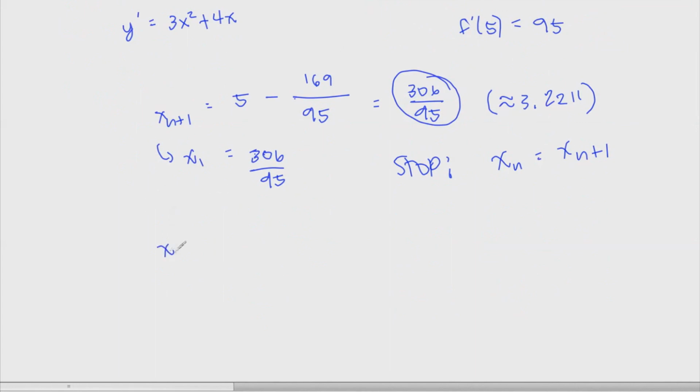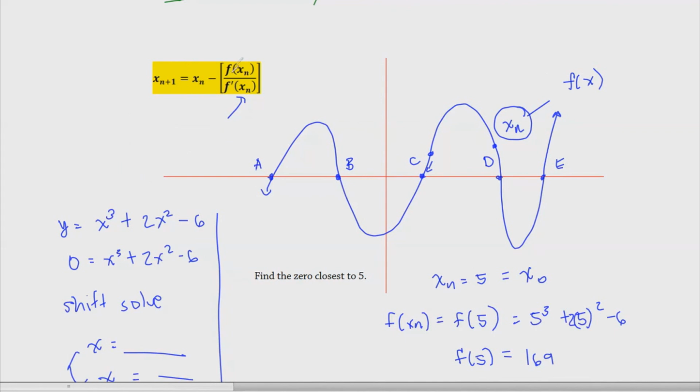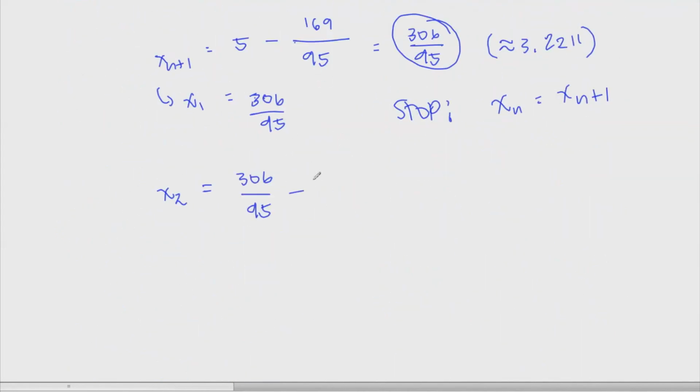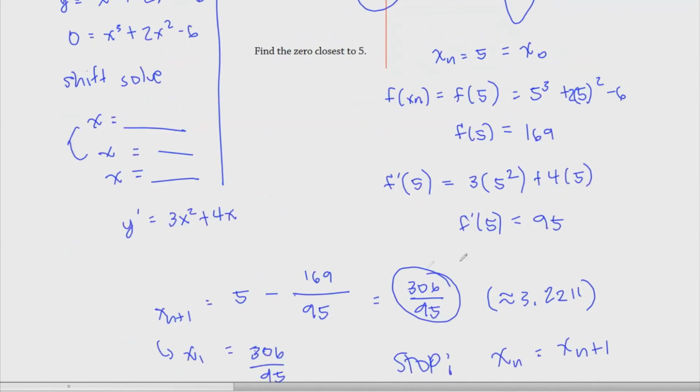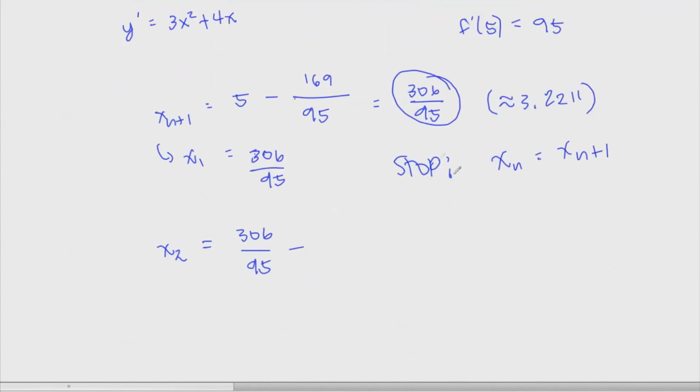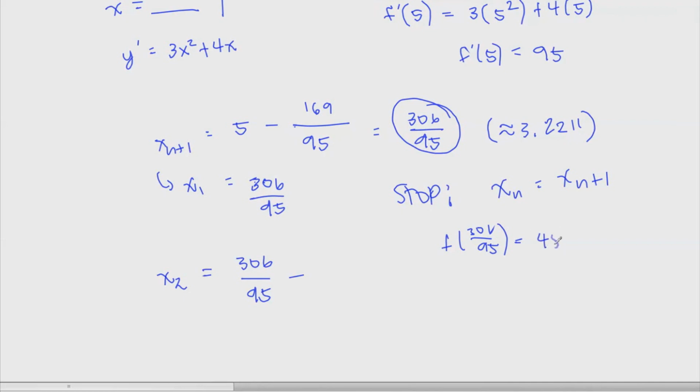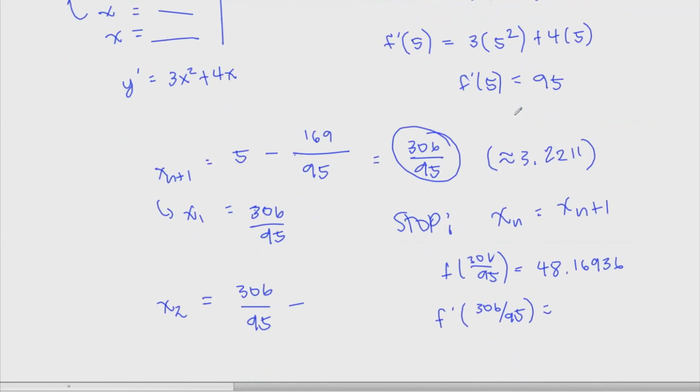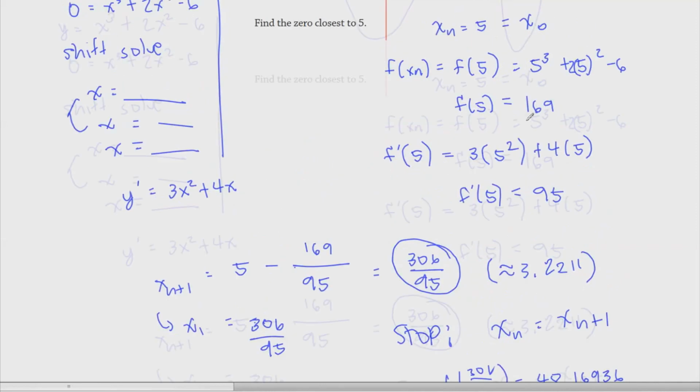So we have x sub 2, that is equal to 306 over 95. I'll just be using the same equation, because that is your x sub 1 now, and then minus f of x sub 1. So we go back to the equation, then substitute 306 over 95. So f of 306 over 95 is equal to 48.16936. And if you want f prime of 306 over 95, I just have the same derivative. You just substitute it into this equation. So that's 306 over 95, squared, and then you multiply by 3.